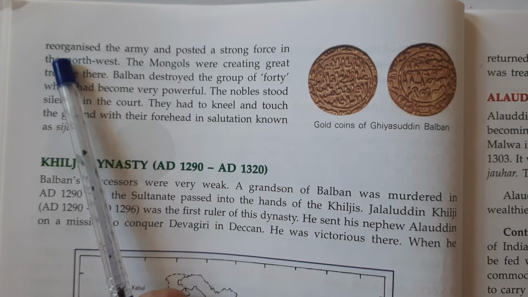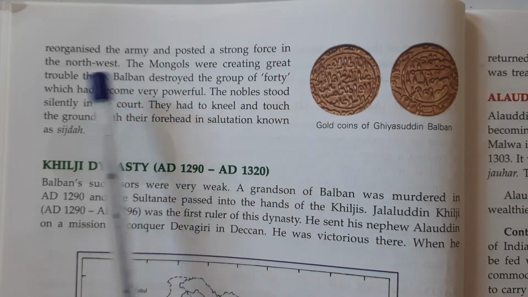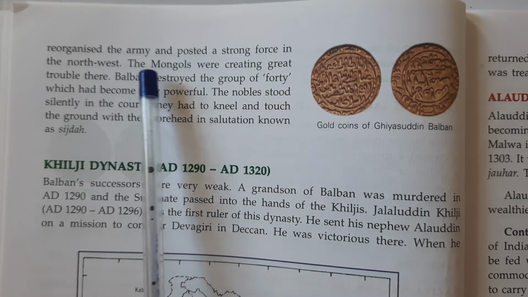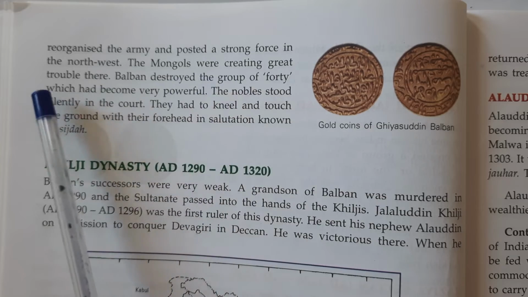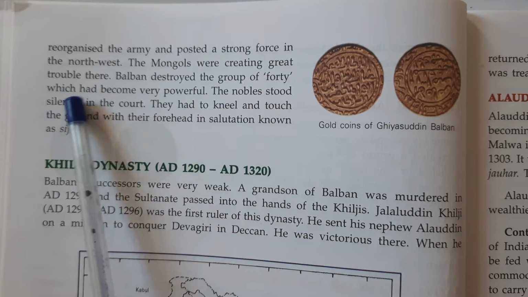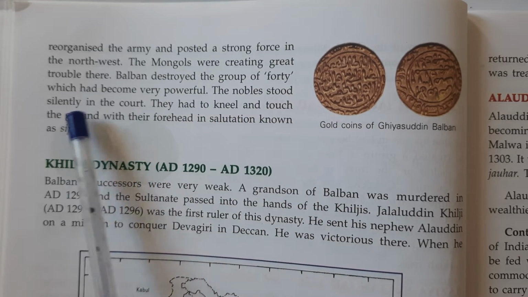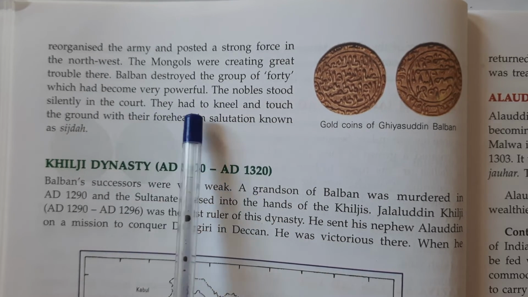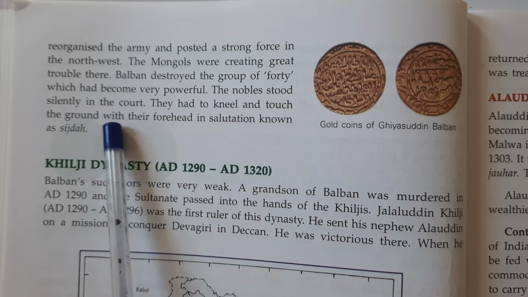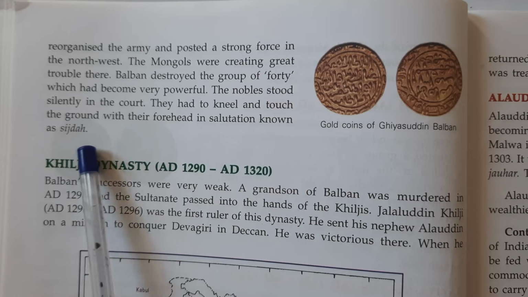He also reorganized the army and posted a strong force in the northwest. The Mongols were creating great trouble there. Balban destroyed the group of 40 which had become very powerful. The nobles stood silently in the court. They had to kneel and touch the ground with their forehead in salutation known as sajda.